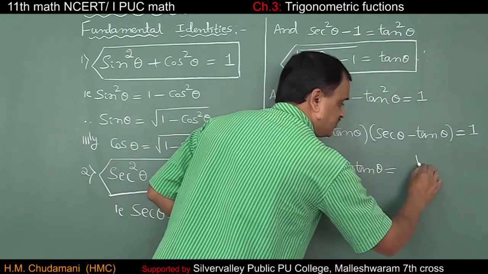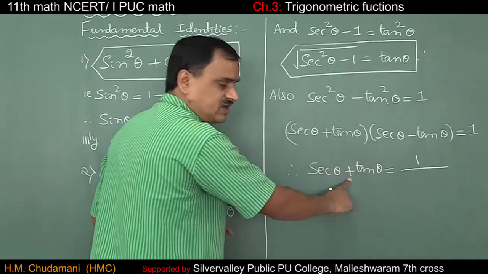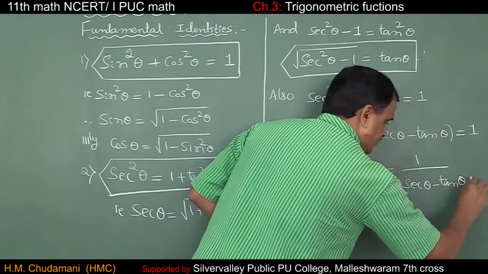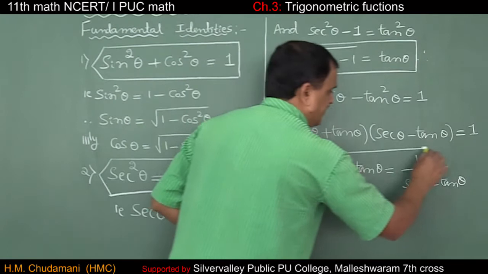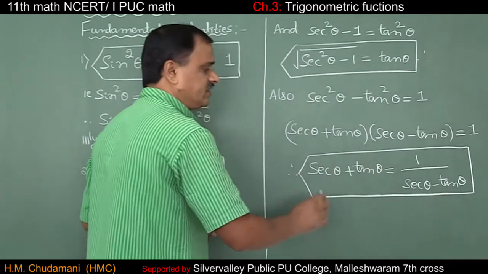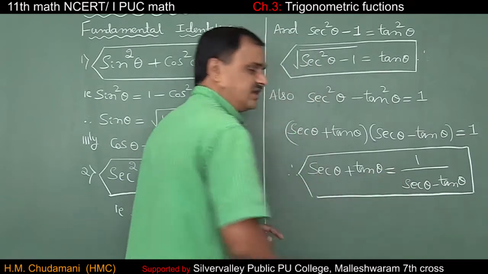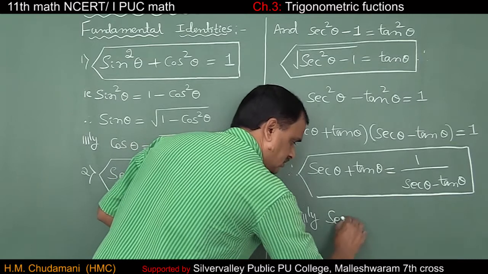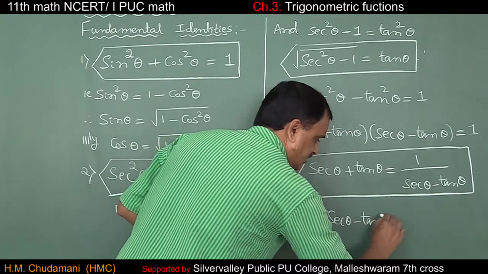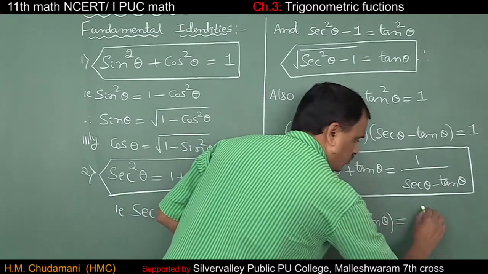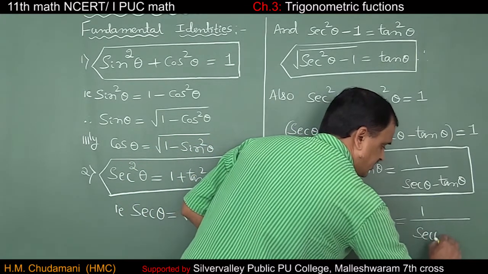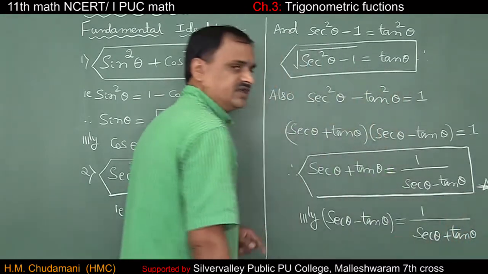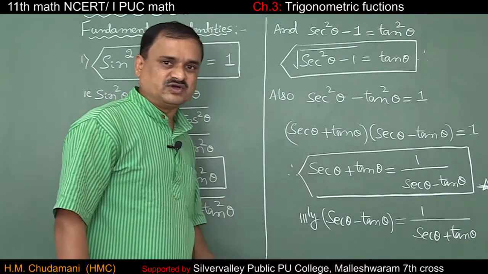Therefore, we can write secant theta plus tan theta is equal to 1 divided by secant theta minus tan theta. Similarly you can write secant theta minus tan theta is equal to 1 divided by secant theta plus tan theta. It's an important relation you need to remember for MCQs particularly.